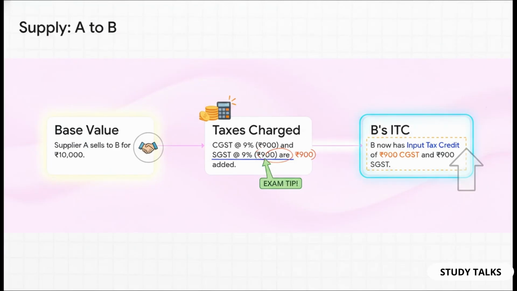All right, so let's follow a product down the supply chain. Supplier A sells some goods to B for 10,000 rupees, and it's all happening within the same state. So, A charges 900 rupees of CGST and another 900 of SGST. B pays the total, 11,800. Now, that 1,800 rupees in tax that B just paid becomes B's input tax credit, or ITC. And specifically, B now has an ITC of 900 for CGST and 900 for SGST.